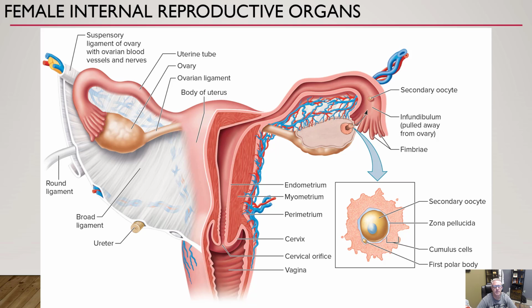All right, this is just a diagram of female reproductive organs. You can see the body of the uterus with the endometrium, the myometrium, and the parametrium. With your cervix, you can see here, about a third of your cervix hangs down into your vagina. There's your uterine tube or your fallopian tube. There's your ovaries.